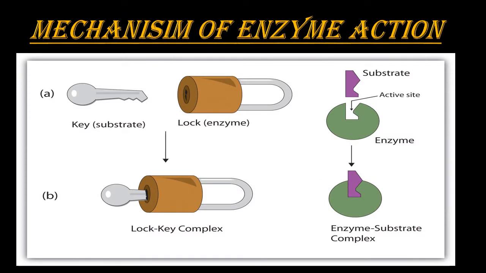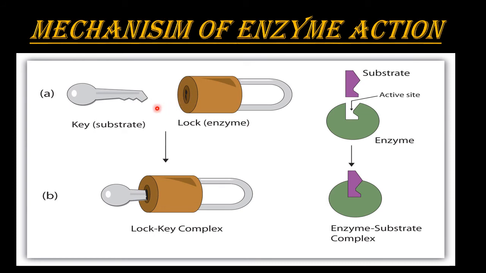Now, let us understand this statement by this diagram. According to the lock and key model, the substrate is the key, and the enzyme is the lock, and both of them have a specific shape. The lock is the enzyme, the key is the substrate. Both of them have a specific shape, and the key opens the lock because of its specific shape, fitting in the lock. Clear? To open the lock.